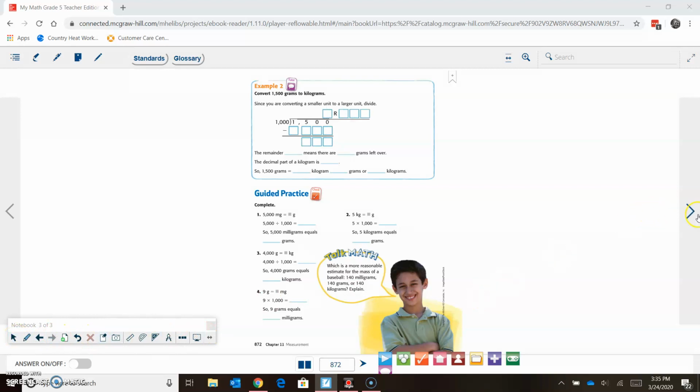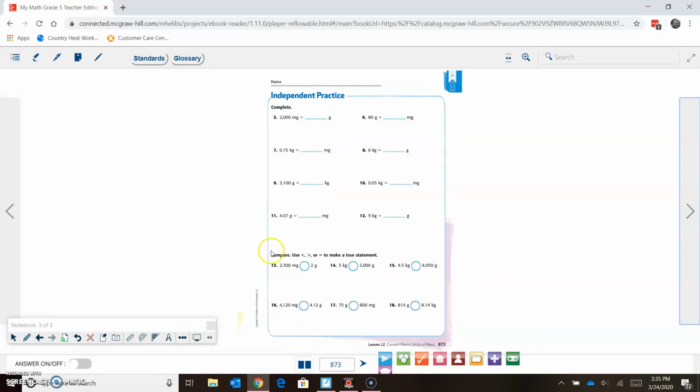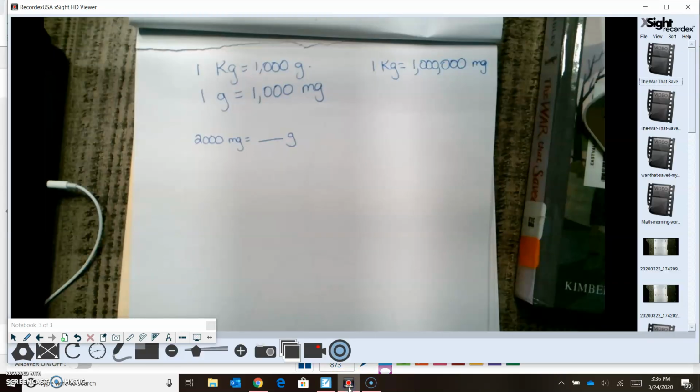Next page, page 873. Now, they've decided to make this a little bit more difficult for you. They want you to figure it out yourself. So we have 2,000 milligrams, and over on my piece of paper, I'm going to write it, because I don't have the ability to write it quite like you do under here. So I'm going to just write it on another sheet of paper, and I'm going to show you. So 2,000 milligrams is how many grams?